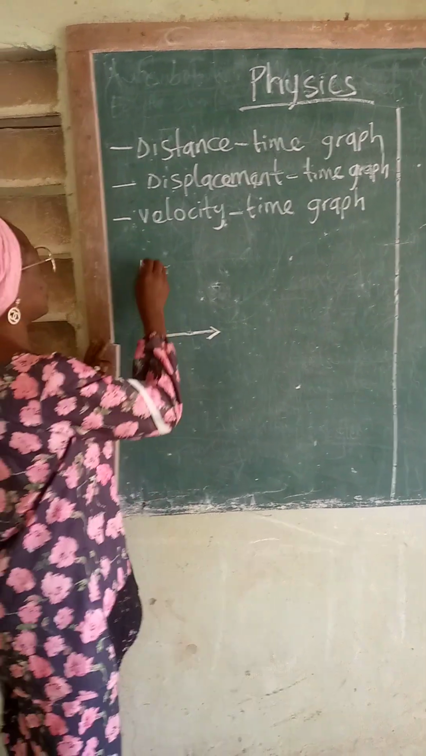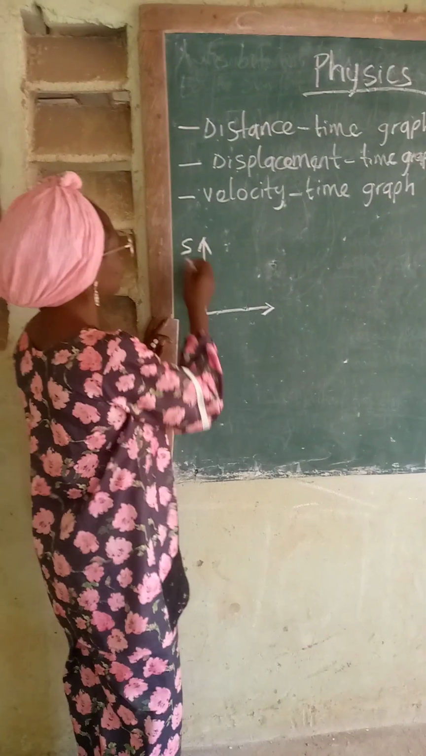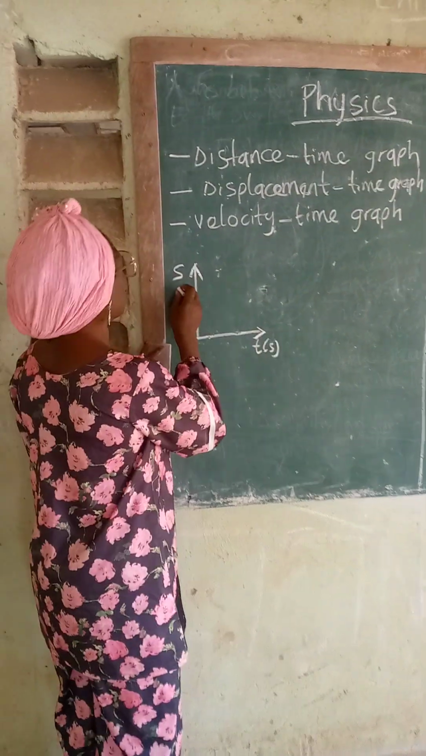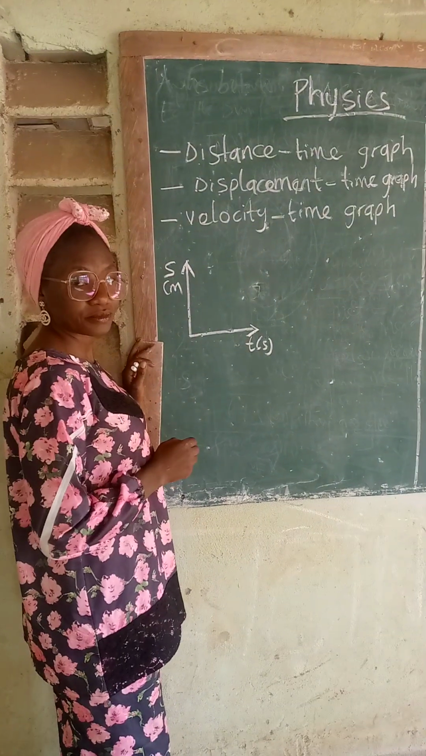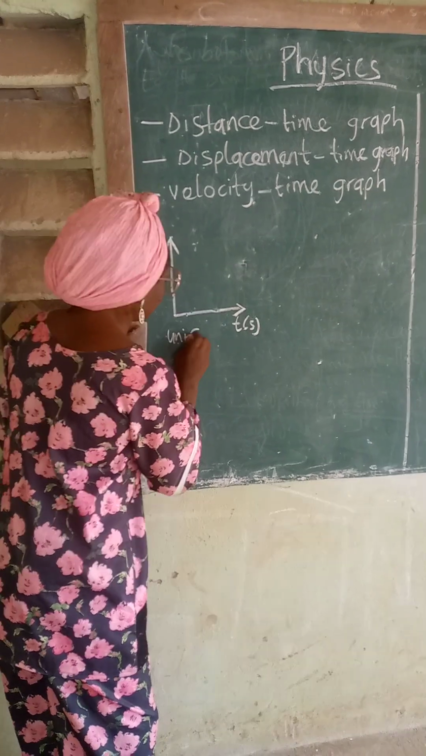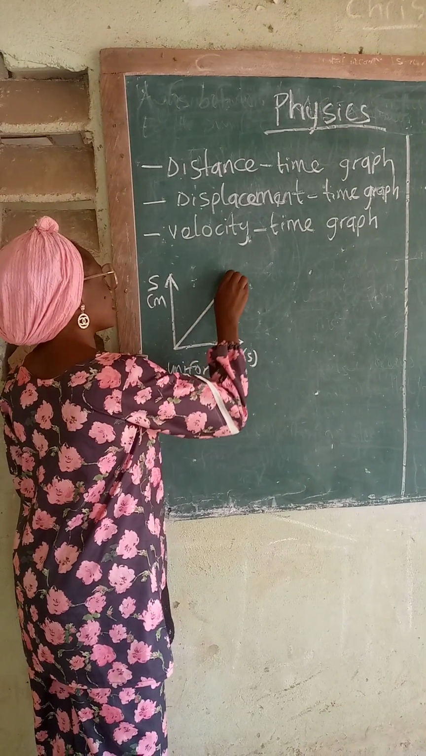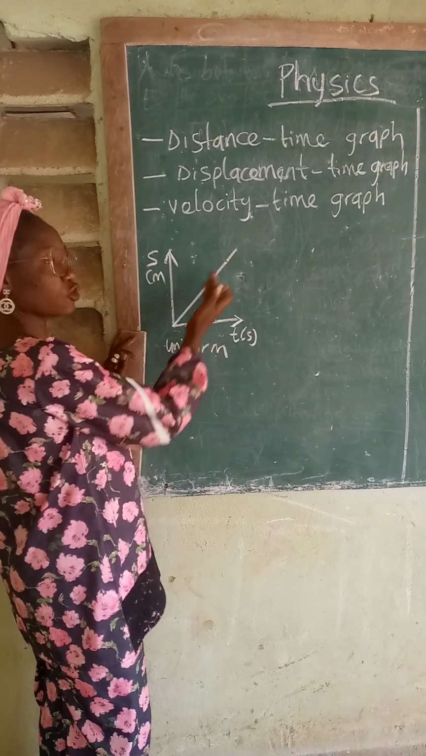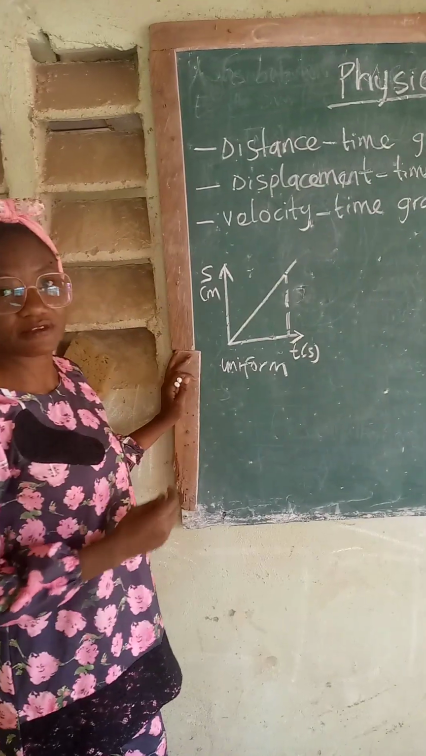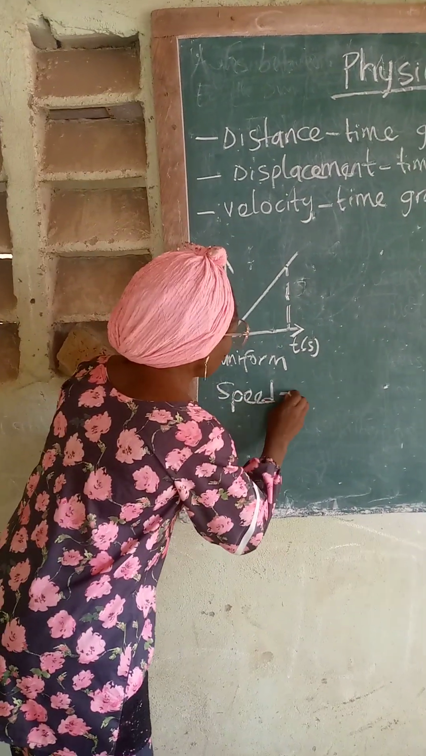Now, the distance time graph is usually represented diagrammatically like this, where the vertical axis represents the distance in meters and the horizontal axis represents the time in seconds. The graph for uniform motion is usually a linear graph like this. Now the slope of the graph is what we call the speed. The slope gives the speed.